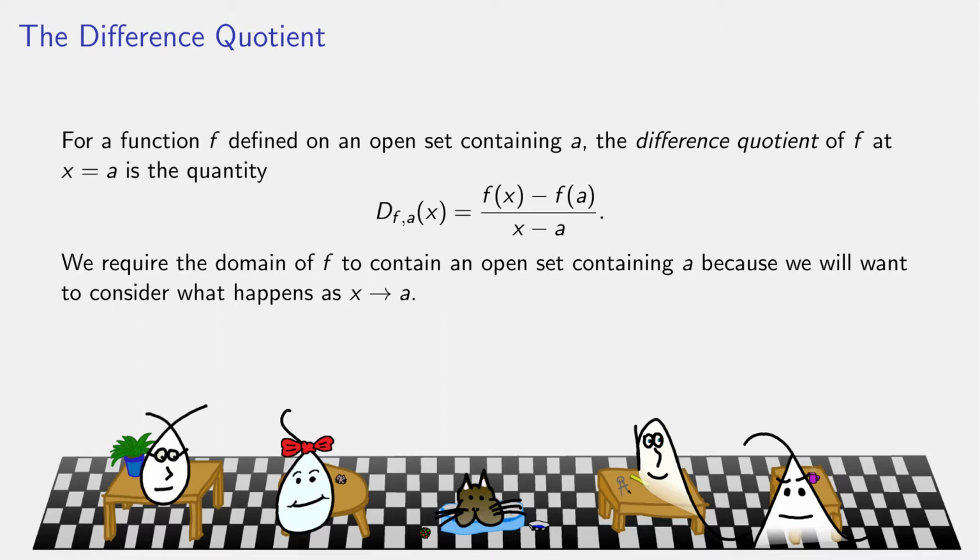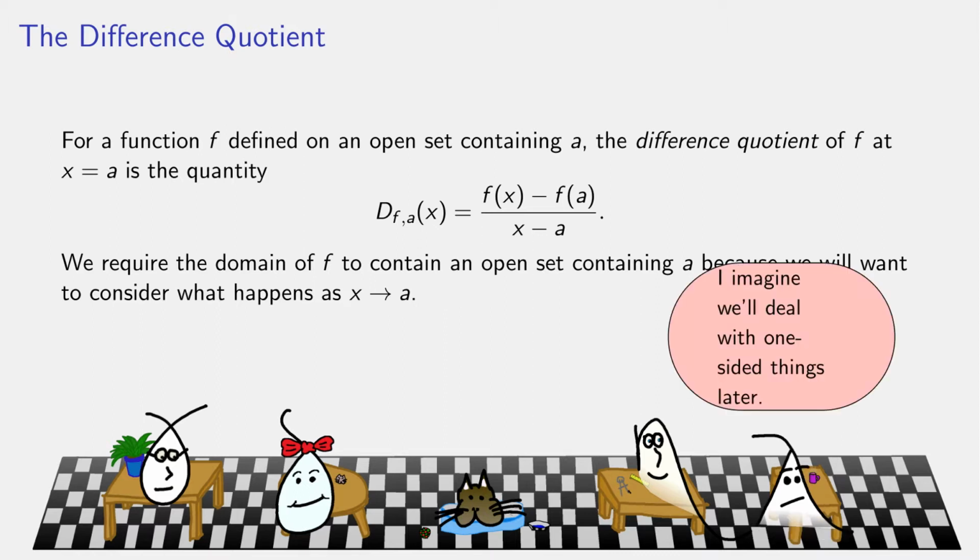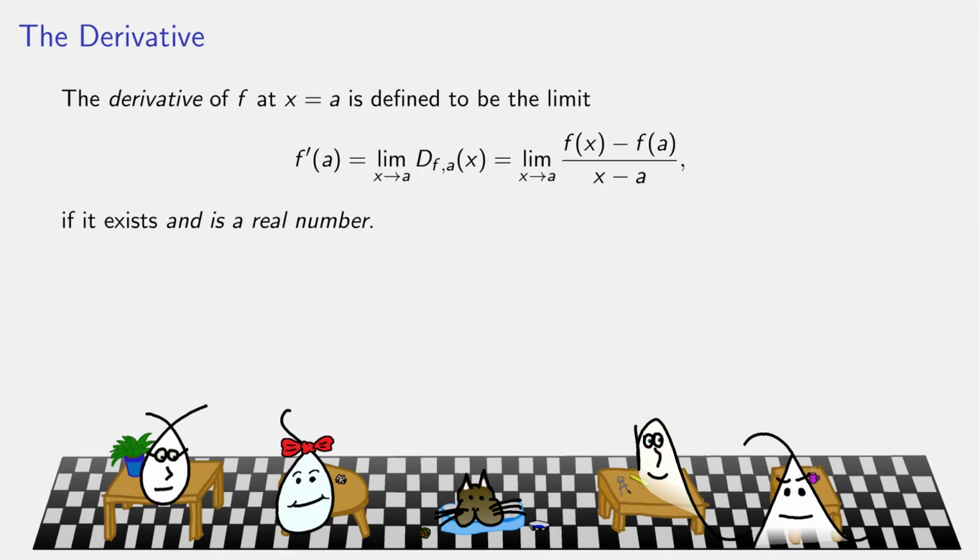We are, however, going to want to take a limit as x approaches a. That's why we want to have this open set containing a in the domain of f. And indeed, one-sided things will come up. So once we've got this difference quotient, which is a fairly quick and silly little definition, the derivative of f at a is defined to be the limit as x approaches a of that difference quotient. So there it is. If that limit exists and is a real number, so not plus or minus infinity, that's what we call f prime of a, the derivative of f at a.